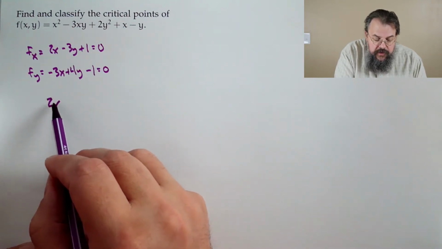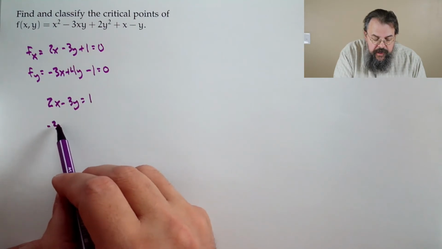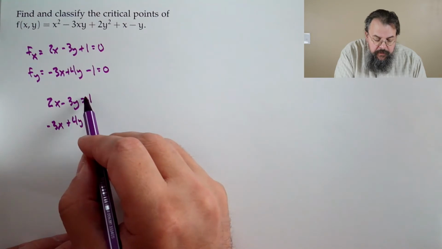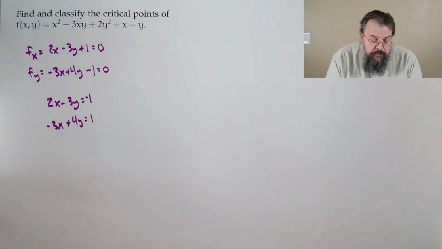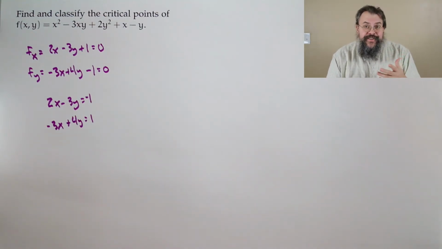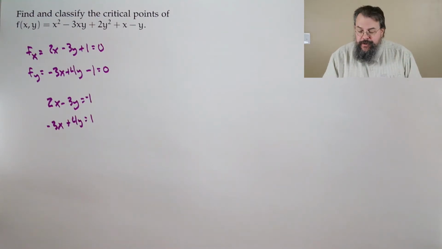So we can rewrite this. 2x minus 3y equals minus 1, and minus 3x plus 4y equals 1. Oh, that should have been a minus 1 when I bring it across. There we go. All right. 2 equations, 2 unknowns. And these are the nice kinds of equations and unknowns, which is good. Let's warm up with something we're comfortable with.